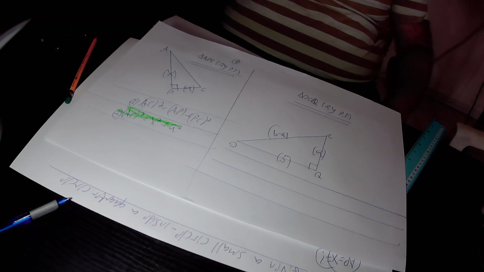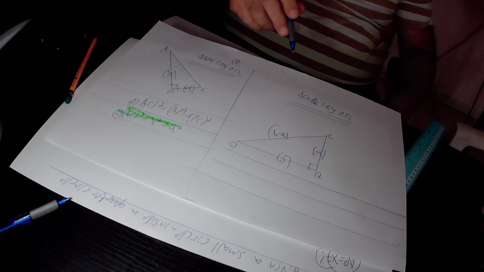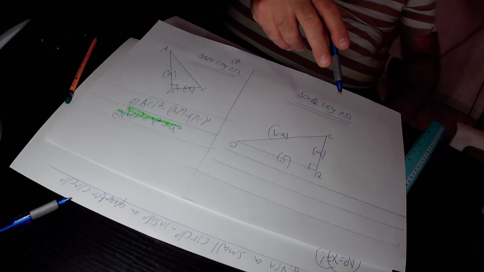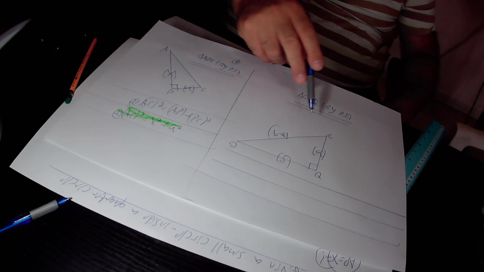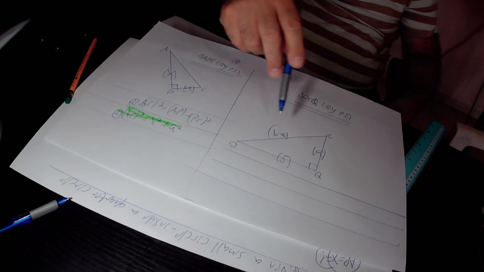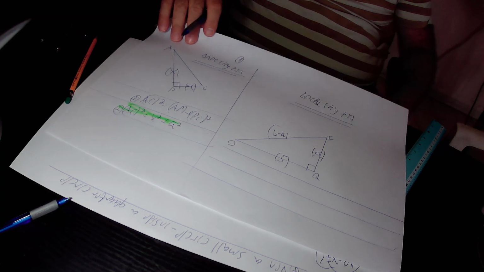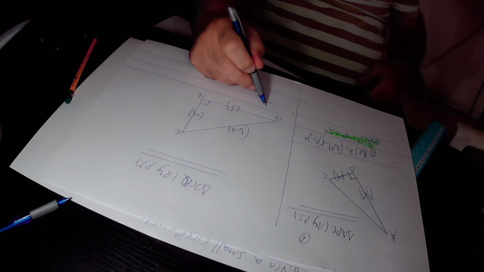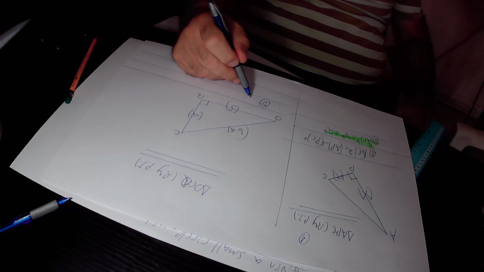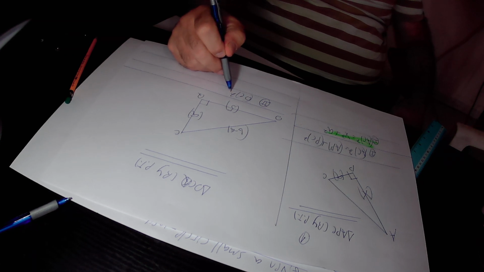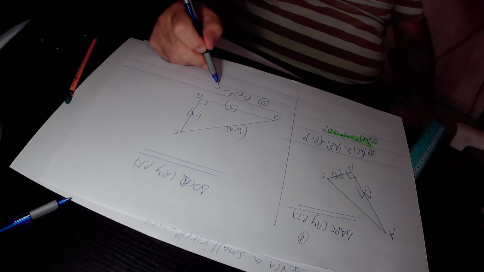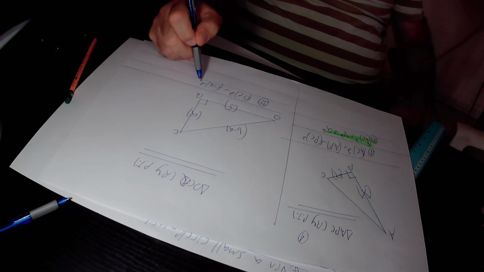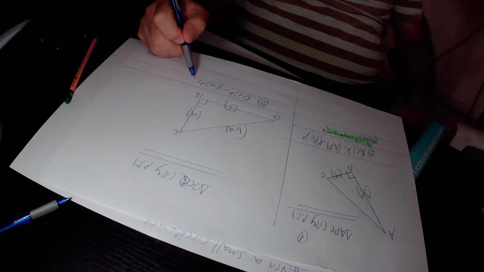According to the Pythagoras theorem, in this right triangle OCQ, OC square equals CQ square plus QO square. Again, OC square equals CQ square plus QO square. So I write it down, this will be equation 2. OC square equals CQ square plus QO square.